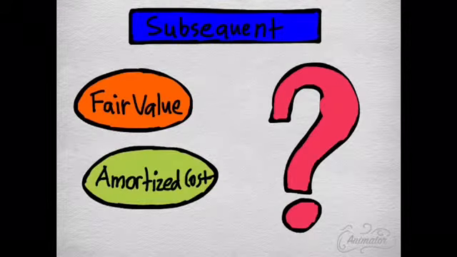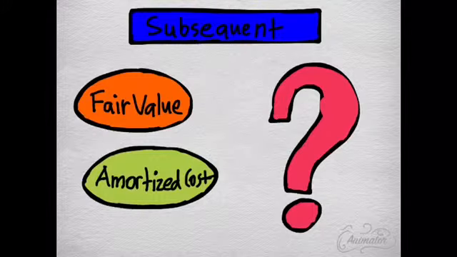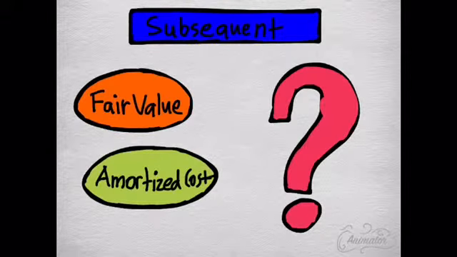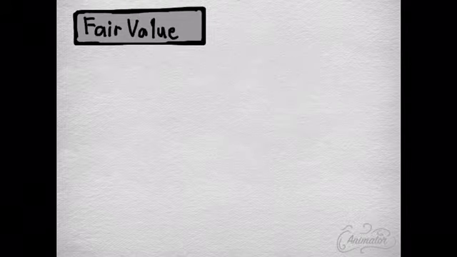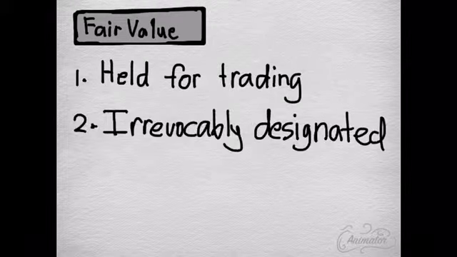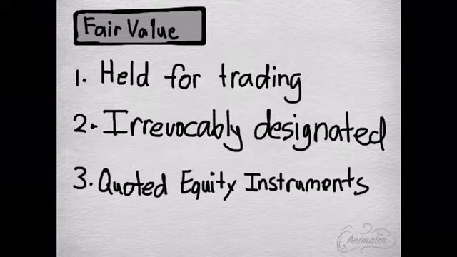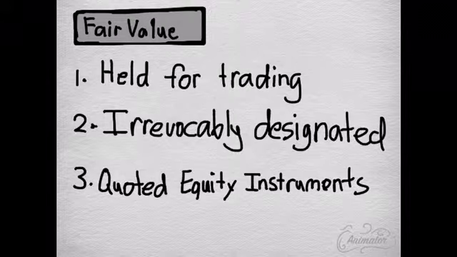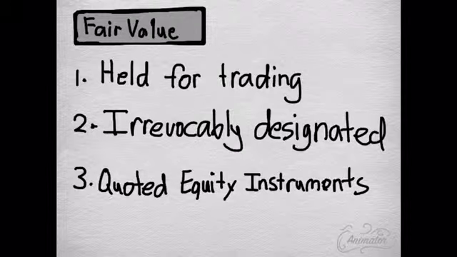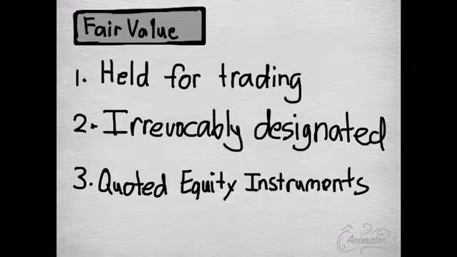But the question now is, which one of these methods would be used? That's a great question. So we would measure it at fair value once there's a statement that it is held for trading. Second, if it is irrevocably designated as a fair value, meaning that it cannot be changed anymore. And third, if it is quoted equity instruments. Once you hear the word quoted, it means that it should always be measured at fair value no matter what.